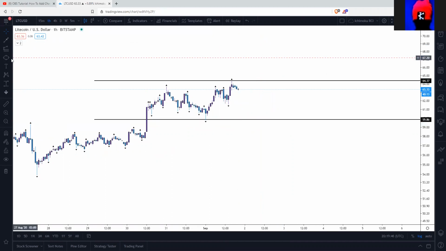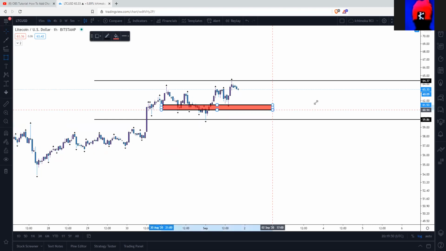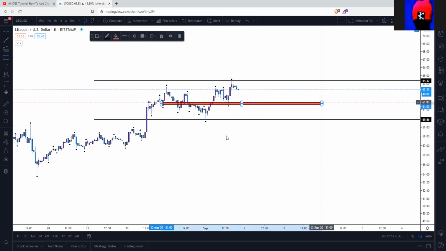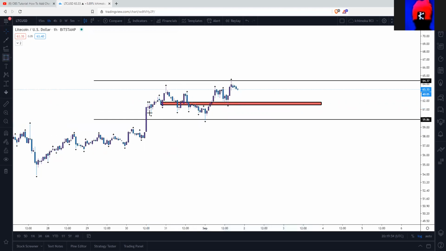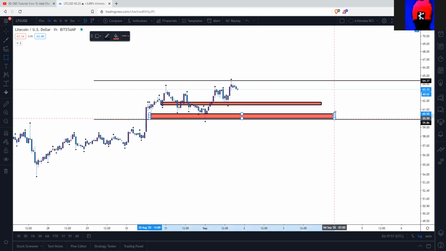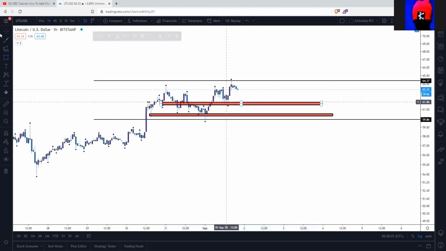All right, so now that I know the market's in a range, now I just put my zones down. Now you probably wouldn't want to trade this market in a zone on the hour time frame. This is more like scalping the market here. Get in, get out real fast.